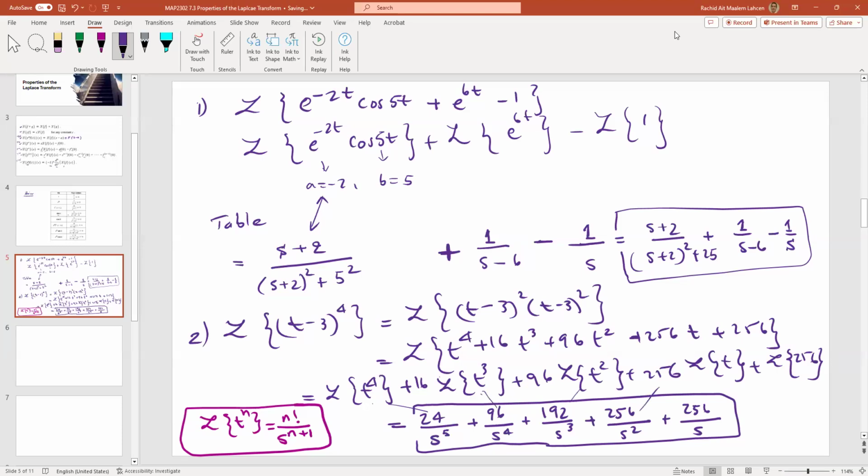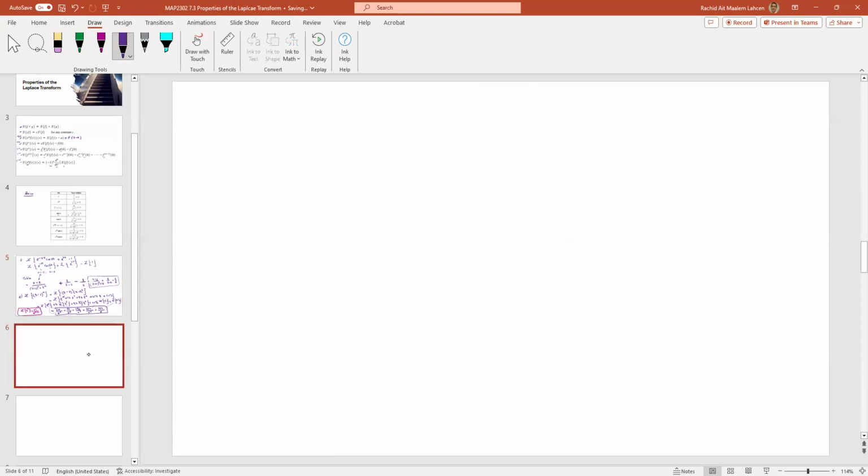1 times 256, then 256 times, for a constant, it's 1 over s. And at the bottom here, you see 4. So 4 plus 1 is 5, and so forth. So that's the answer for that one. Let's do more.